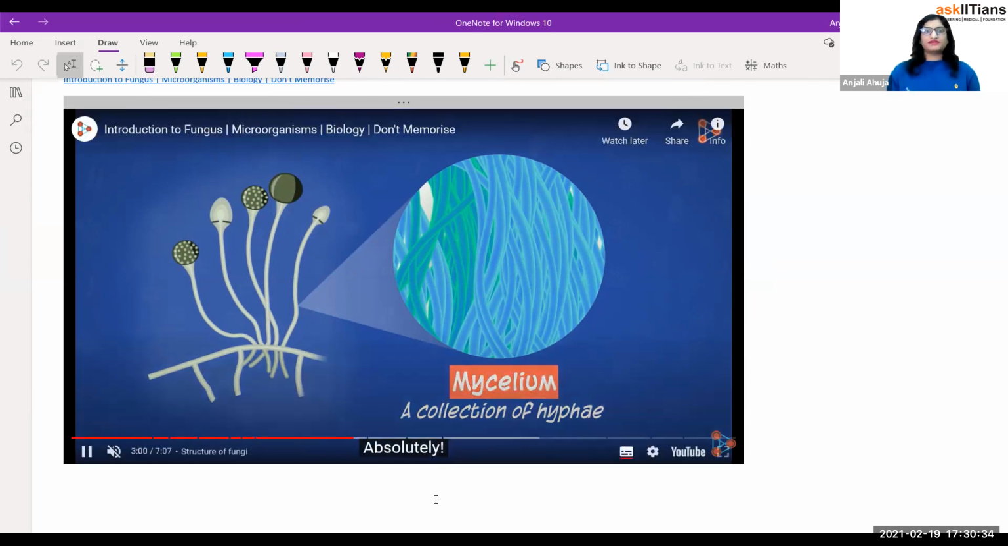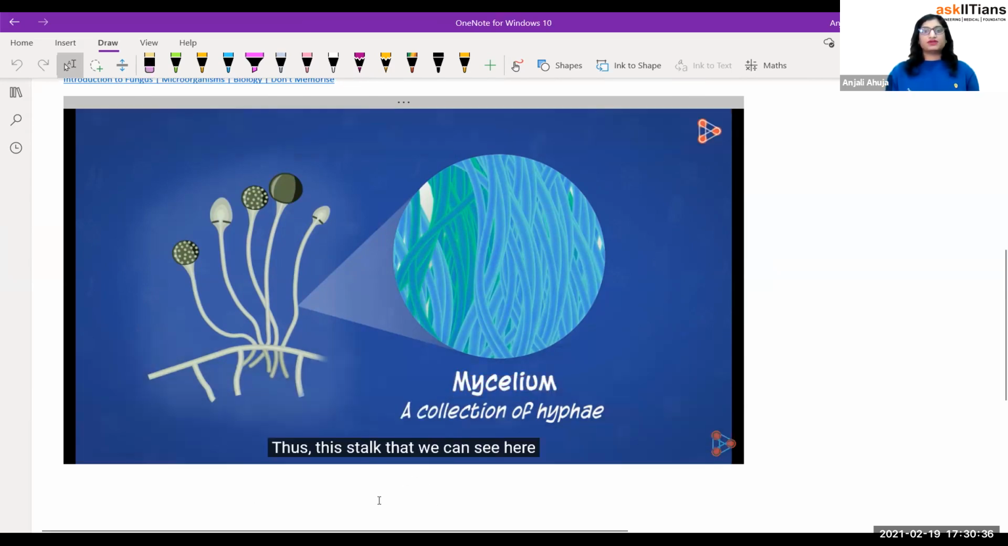Made up of the mycelium. Absolutely. The stalk that we can see here is also not a root-like structure. The mycelium is made up of the hyphae.